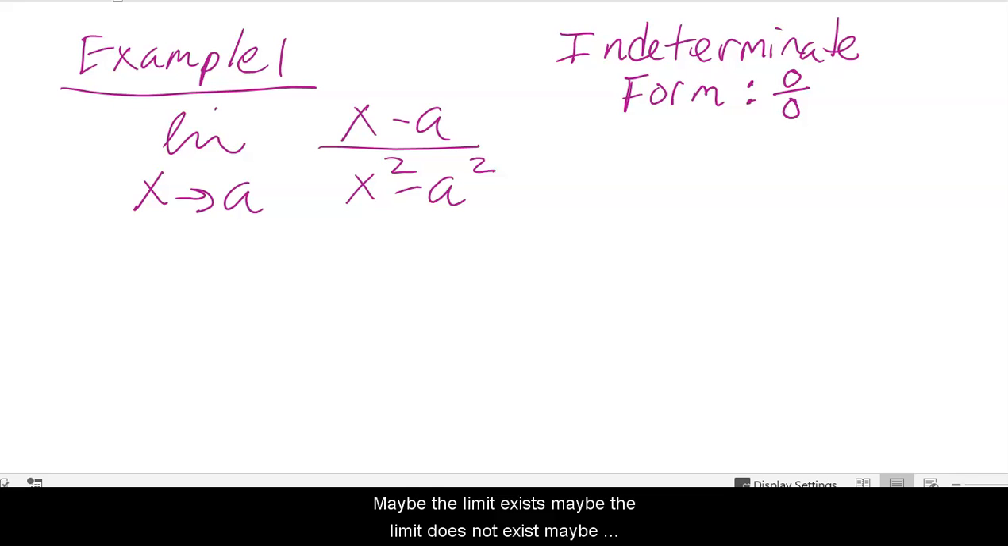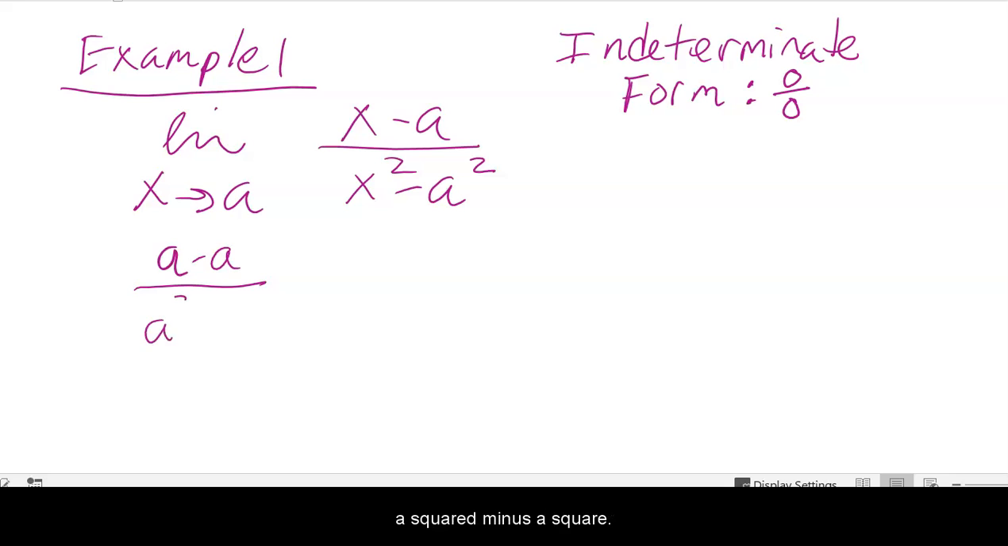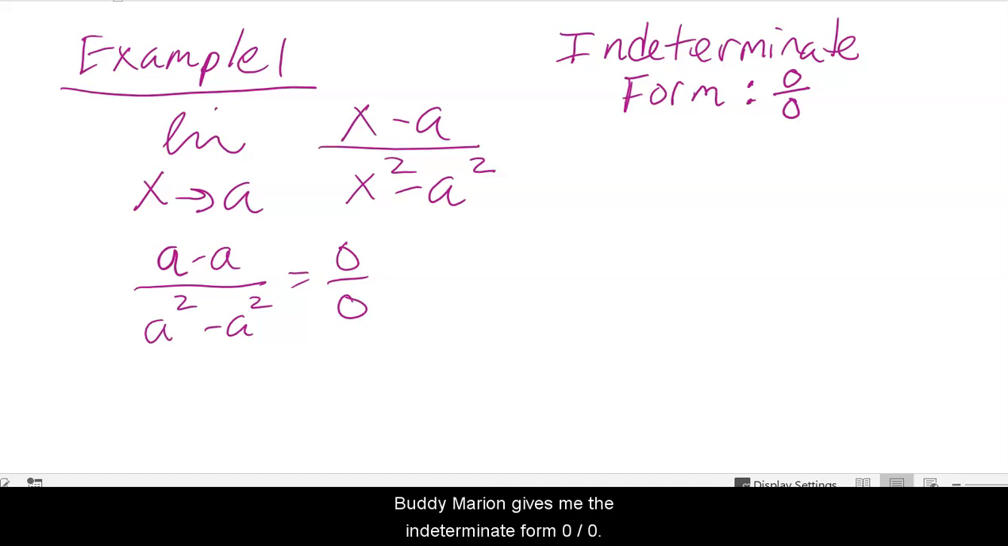Maybe the limit exists, maybe the limit doesn't exist. Maybe it goes to infinity, maybe it goes to negative infinity, maybe it oscillates forever. Indeterminate means the form of the limit cannot be determined directly. You have to do something to it before you can find the limit if it exists. In this case, we will plug in what the limit is approaching, which in this case is a, to see what we get. When we're looking at this a, we'll plug it in place of the x here. This would give me a minus a divided by a squared minus a squared. Plugging that in gives me the indeterminate form 0 over 0.